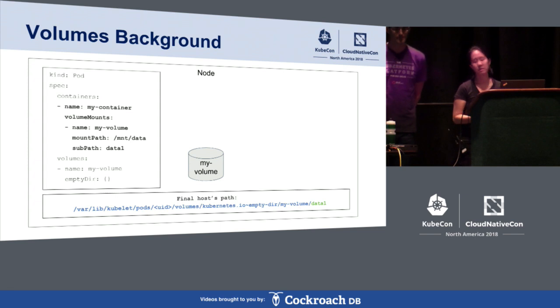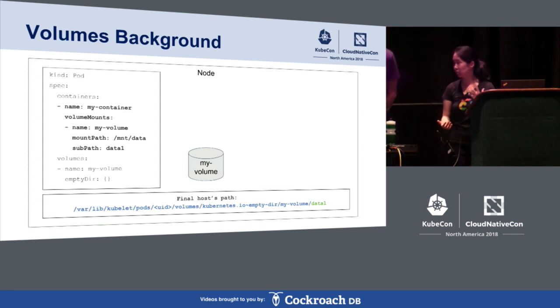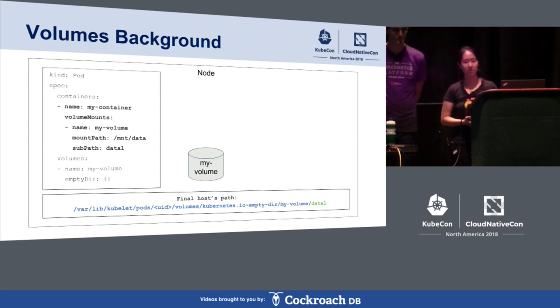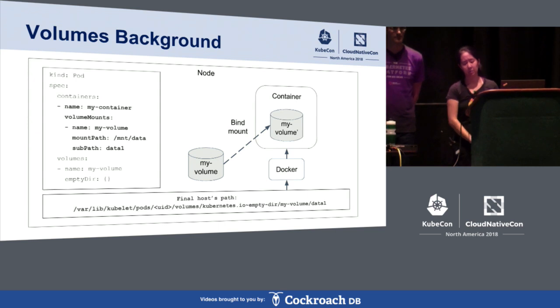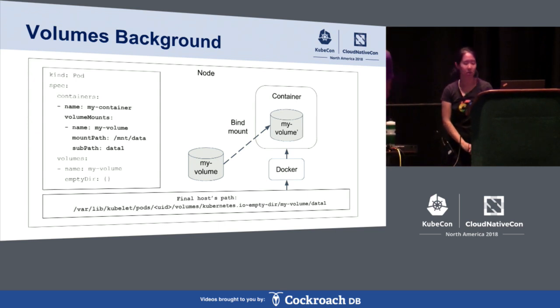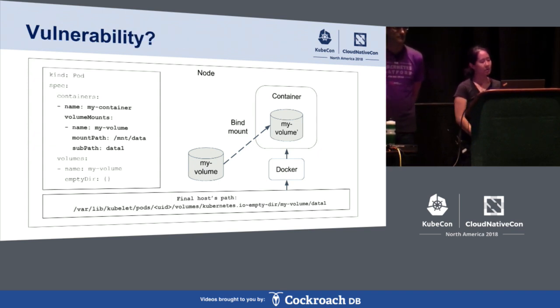So if we take this specific example, we'll take the root directory of the volume from before, append the subpath of data1 to it, and give this entire path to Docker. And then Docker will go ahead, take that path, and bind mount it into the container at the container's mount path of /mount/data.